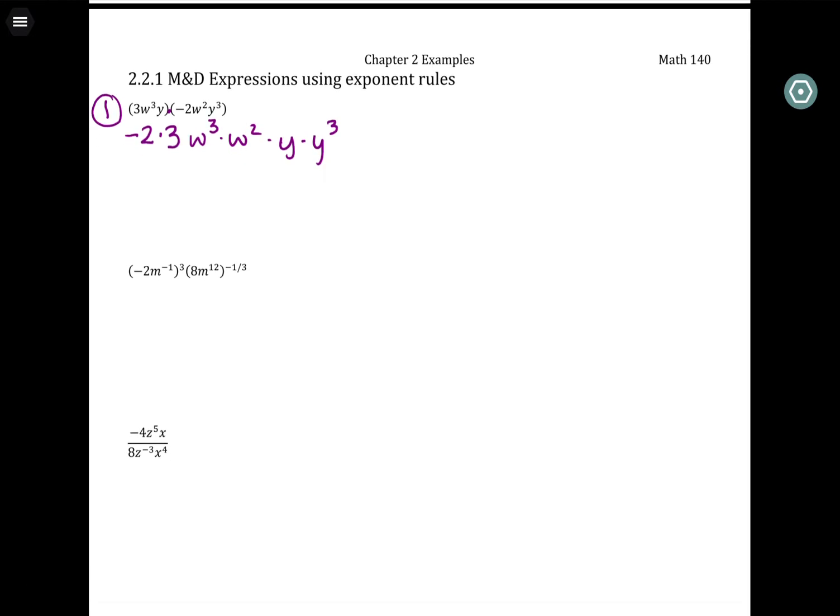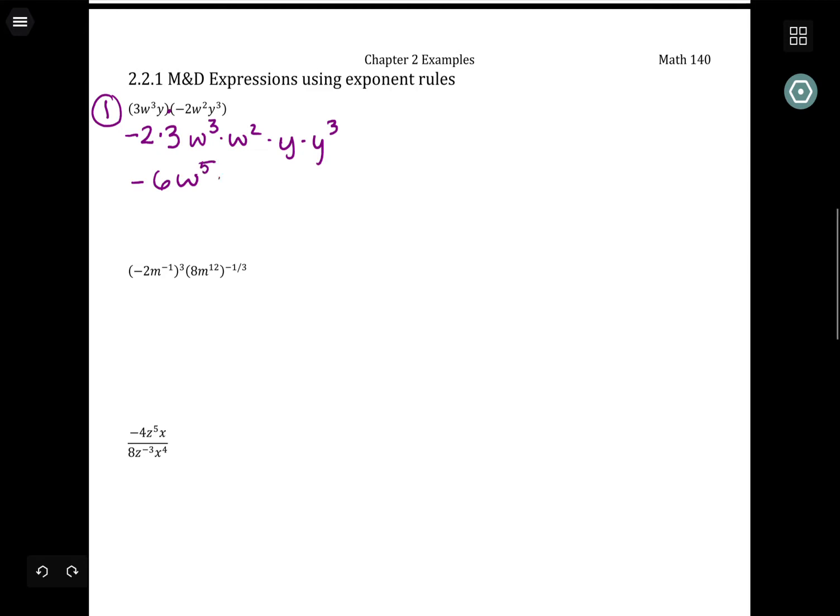As soon as there's addition in the mix, this is not as simple, but exponents represent repeated multiplication. So when you mix multiplication and multiplication, it works out really nicely. When I'm all done, I'm going to have a -6. If I multiply 3 w's by another 2 w's, I'm going to have a grand total of 5 w's.